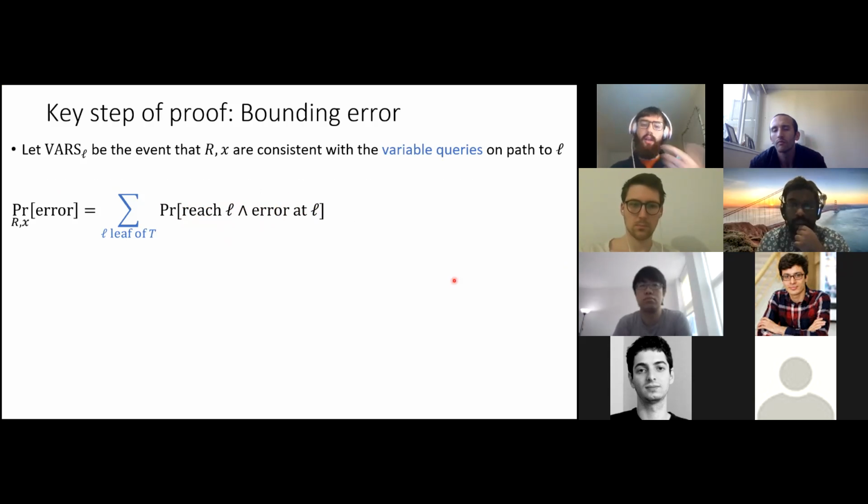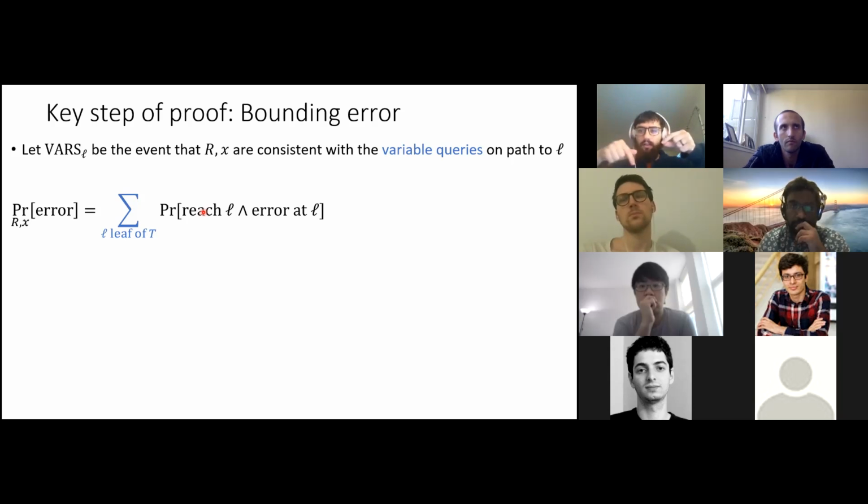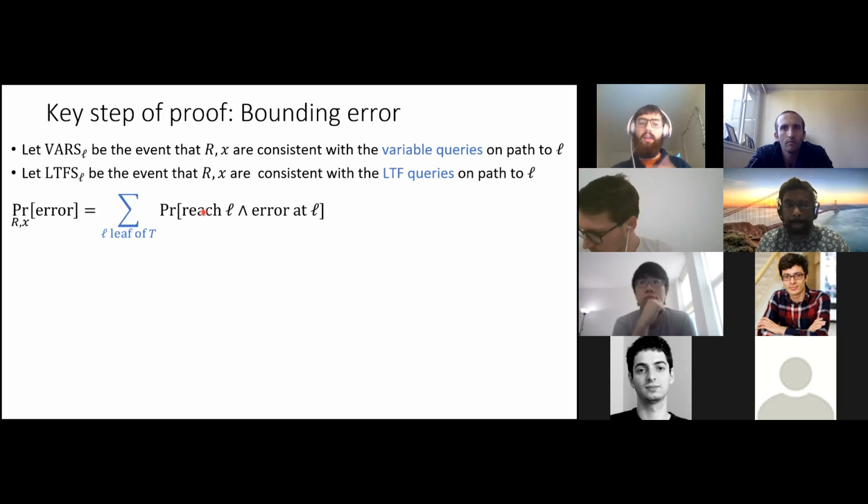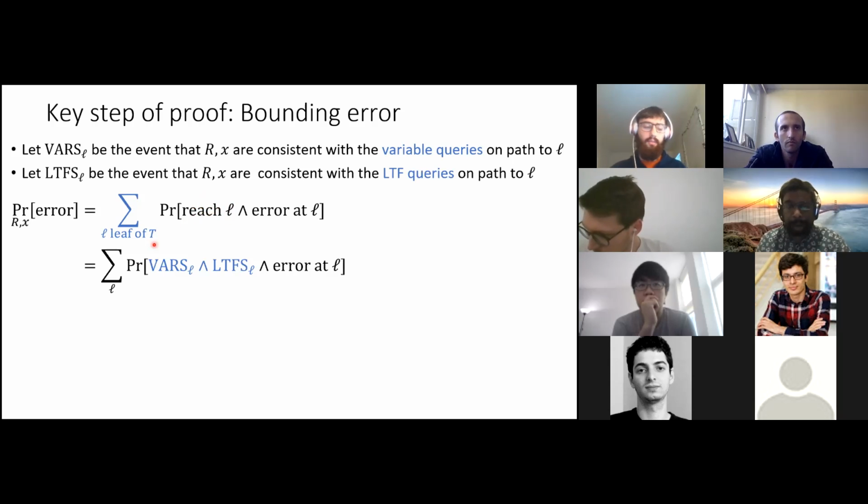So how do you reach a leaf? What causes you to reach some leaf? Basically, if you consider the path to that leaf, there were a bunch of variable queries along that path, and there were a bunch of LTF queries. So we can let vars sub L be the event that our input is consistent with all the variable queries, and LTFs sub L be the event that our input is consistent with all those LTF queries that bring us to L. Then the event of reaching L is the conjunction: the event that vars sub L happens and LTFs sub L happens.